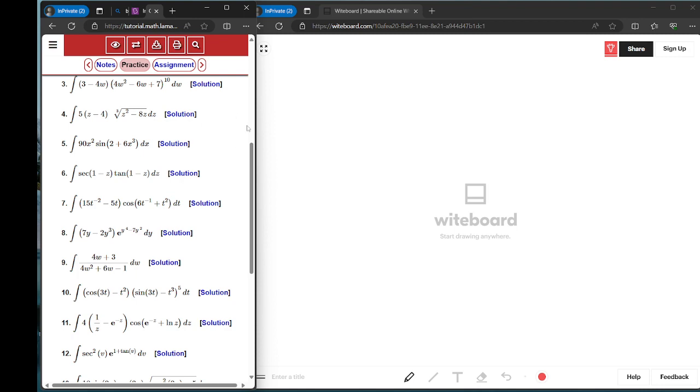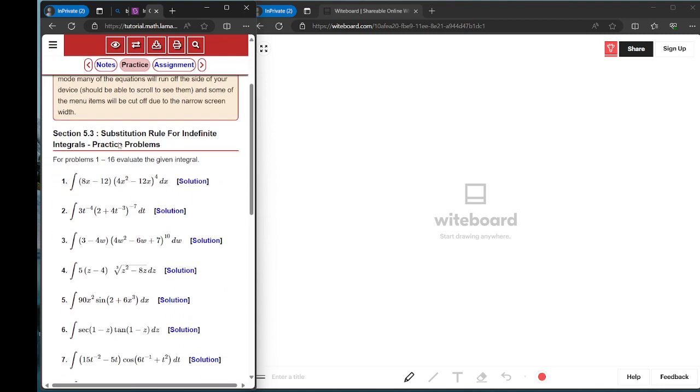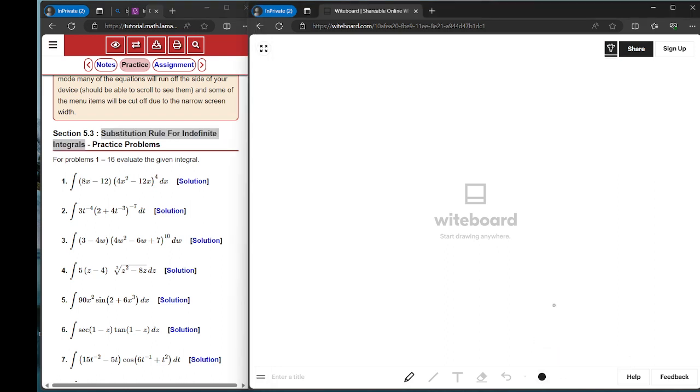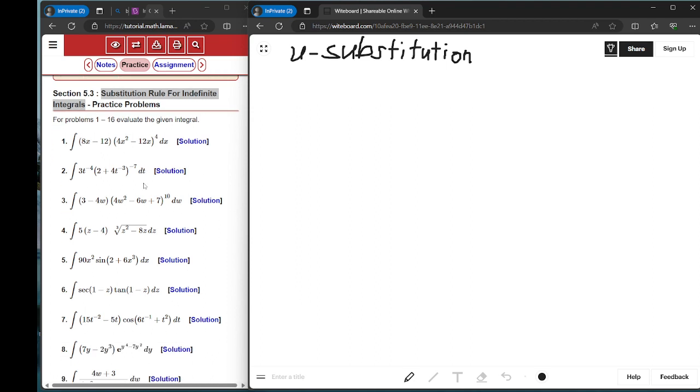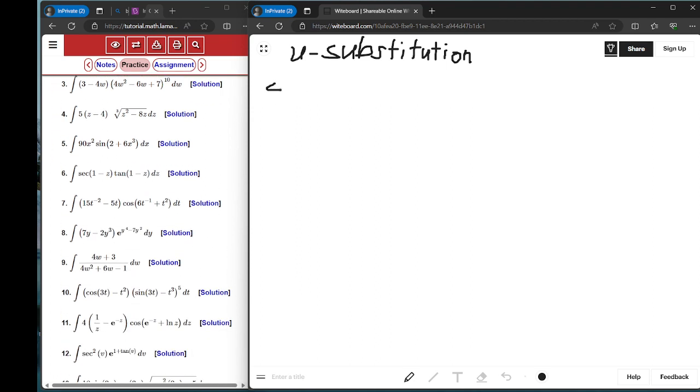So this is a problem under substitution rule for definite integrals. In substitution rules, we commonly use the method called u-substitution. I'm using my mouse right now to write on the board, so I hope you understand my penmanship. Sometimes it's called the u-substitution method. So we'll start answering number 4.